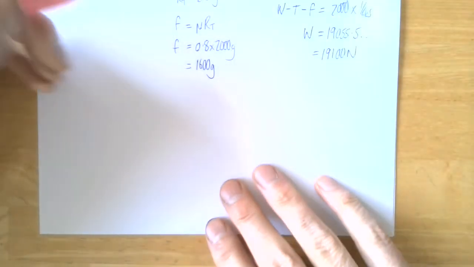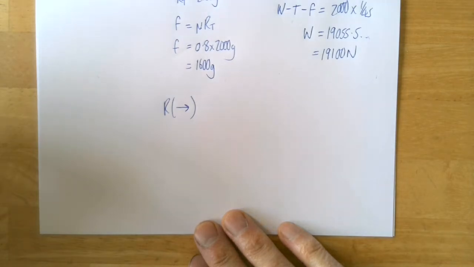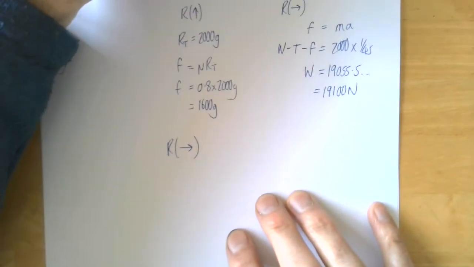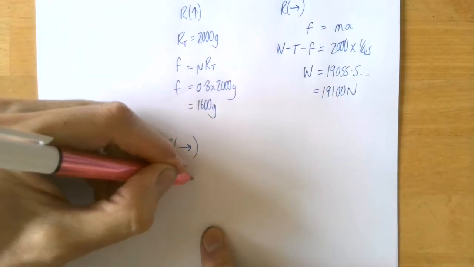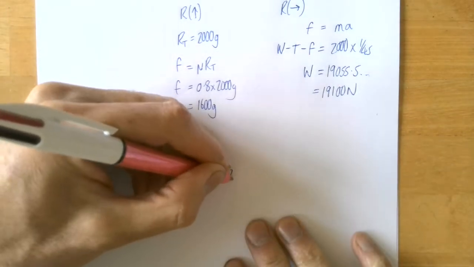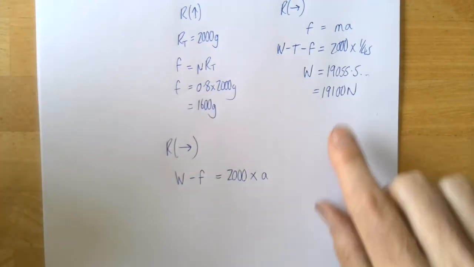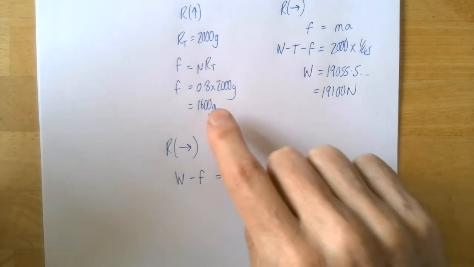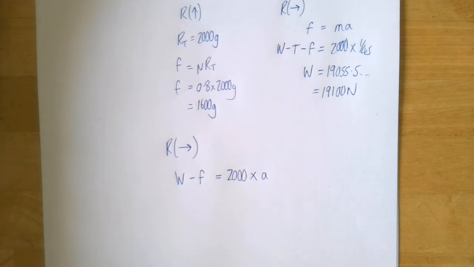So now we've got nothing pulling it back. This was my formula for horizontally, but now I've got the driving force. The only thing holding it back is friction, which will still be the same, 1600 G, and that will equal mass times the new acceleration, which is actually what I'm trying to find. So I know W, I know F, I need to work out A. So that's quite a simple sum. See if you can do that.